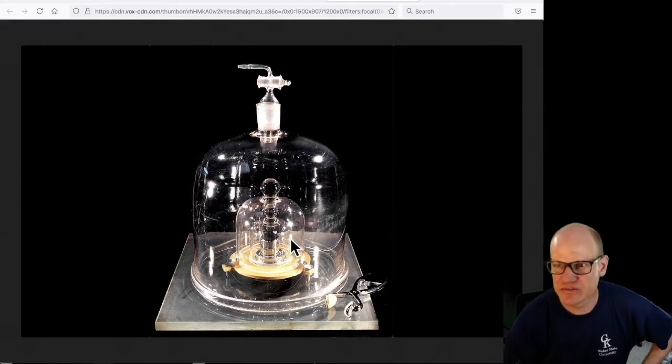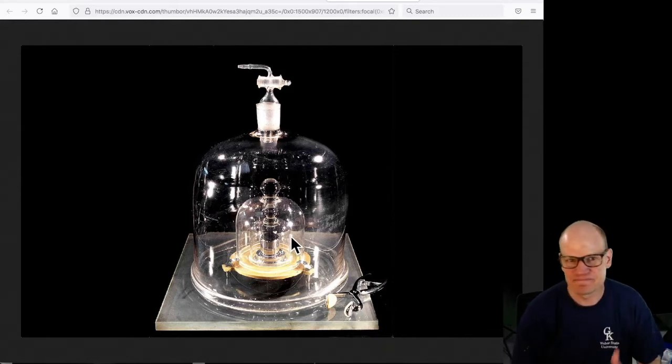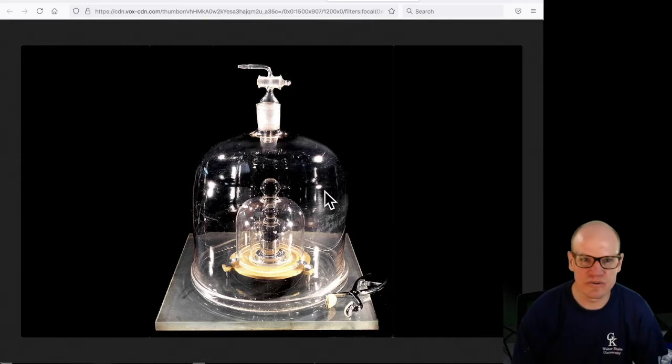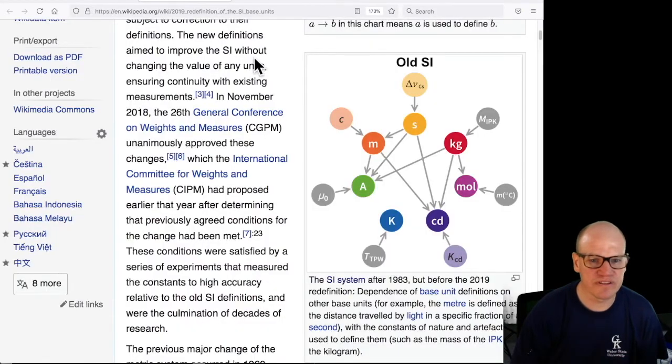What is the standard that we use for weights and measures around the world? So this was the standard for the kilogram up until 2019. But there are other things that existed.